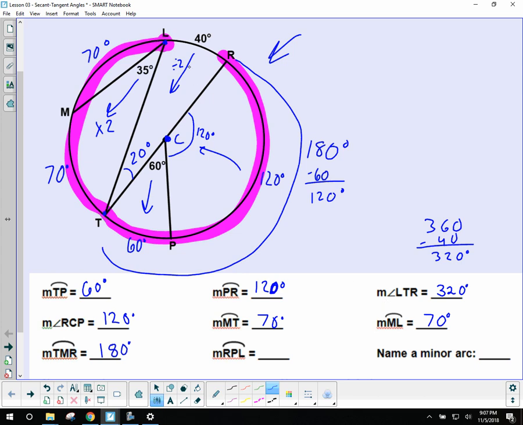Oh my gosh, guys, that's an angle. What is wrong with me? If you look, RPL goes all the way around, that's 320. I completely ignored this angle. That ain't right. LTR is at 20 degrees. Sheesh. I know someone's making fun of me.